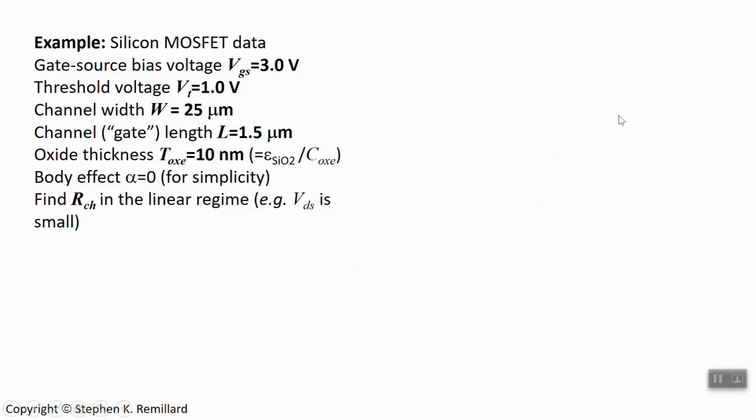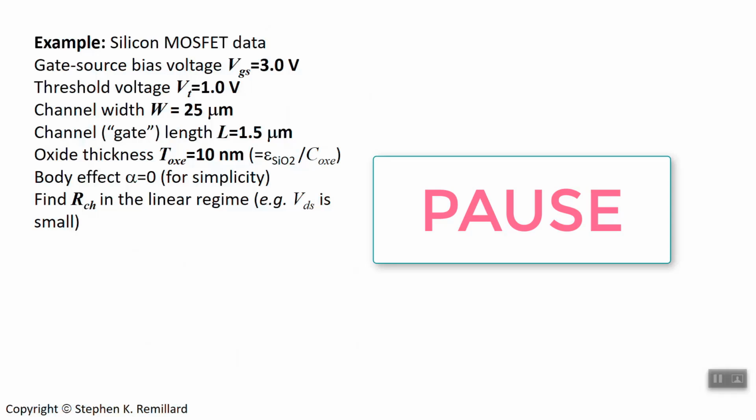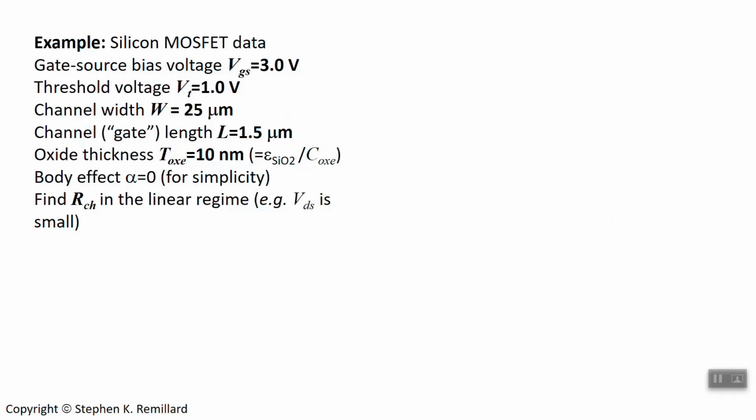Pause the video for a minute and look at the specifications on this MOSFET. So you pause the video, you've got a gate source of 3 volts, and threshold voltage 1 volt. The MOSFET is 25 microns wide. In the two-dimensional cutaway view of a MOSFET, that's the depth into the screen. The MOSFET length, which is the distance basically from the source to the drain, is 1.5 microns. That's kind of large compared to the record small gate lengths that we have today. The oxide thickness is 10 nanometers.